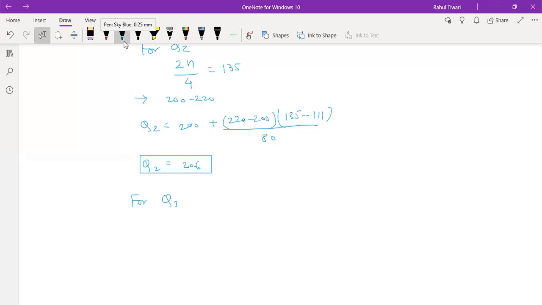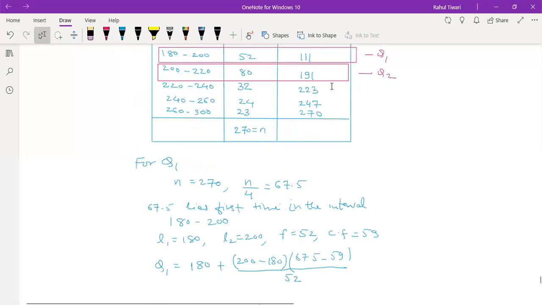So for this you need to calculate 3n by 4. The answer that comes is 202.5. So its interval will change again. The next interval will be, where does 202 fall, this one. So whatever the next interval is, that will be your answer's interval, and this is your next interval. Correct. So this is the Q3 interval. You will get the Q3 interval from here.